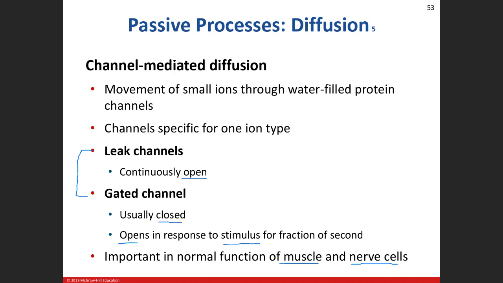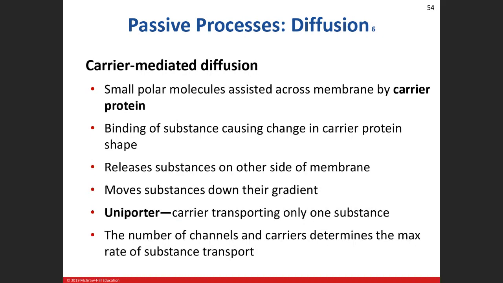The other type of facilitated diffusion is carrier-mediated diffusion. So again, we're going to deal with a small polar molecule, because it can't go across the plasma membrane on its own because it's polar. Therefore, it needs a little bit of help, so it finds what we call a carrier protein to help it out. I'll use glucose as an example. Glucose will bind onto this carrier protein, and it'll change shape.